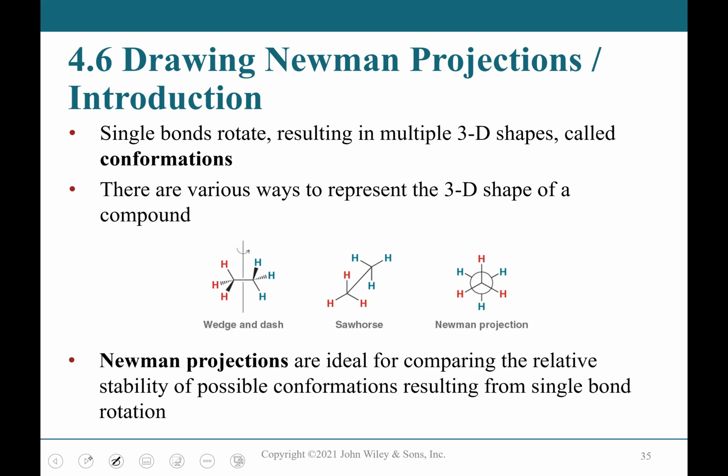So you have a single bond rotation resulting in multiple 3D shapes called conformations. That's what you're seeing right here. There are various ways to represent the 3D shape of a compound. Newman projections are ideal for comparing the relative stability of possible conformations resulting from a single bond rotation.